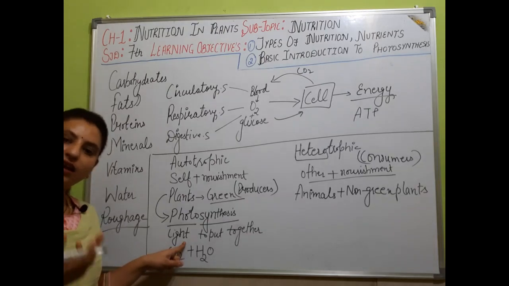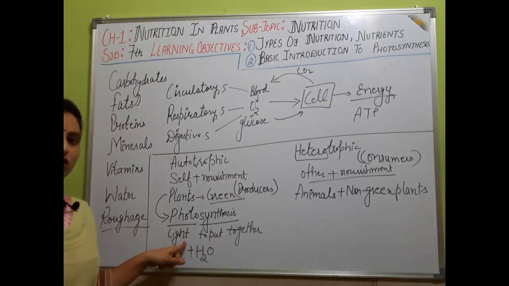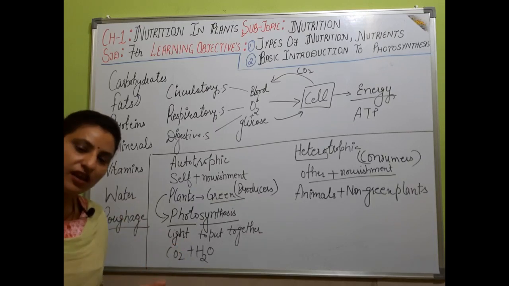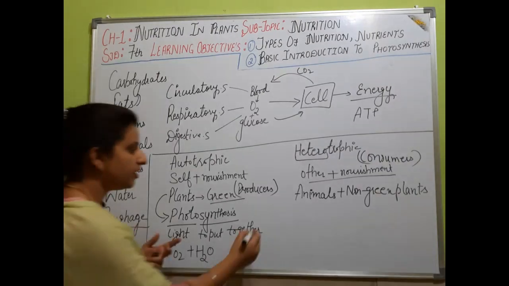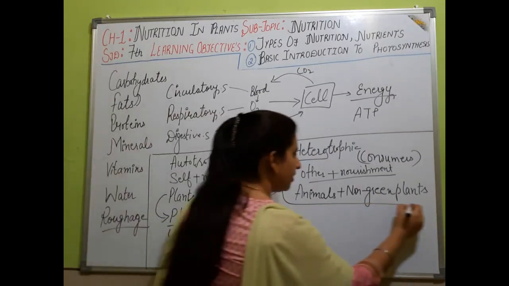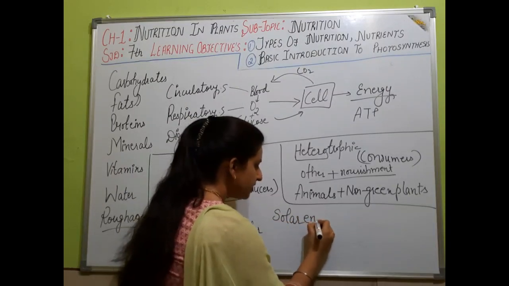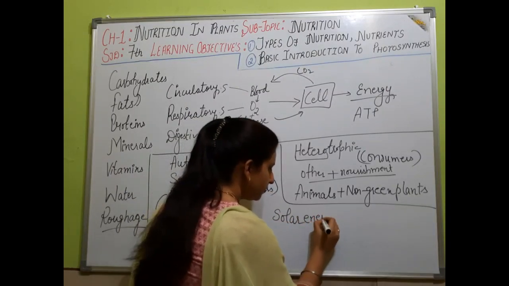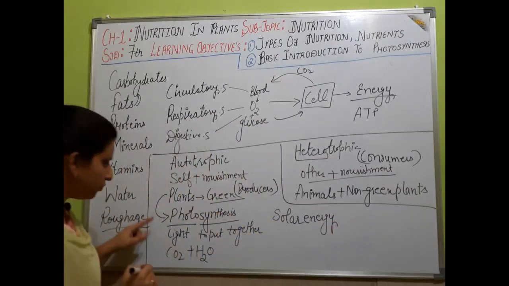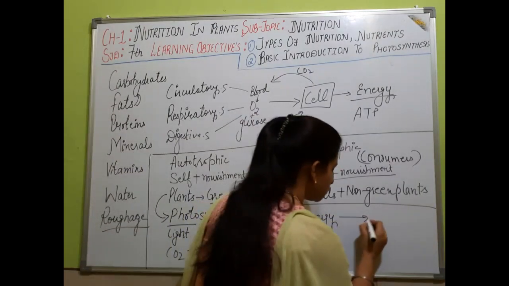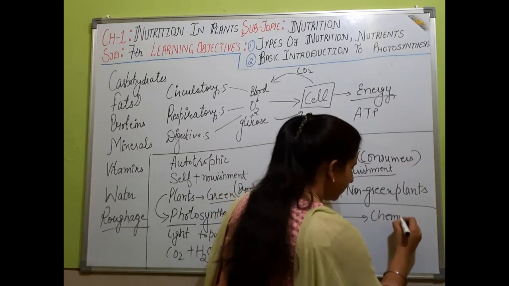What kind of light? Can anybody name the natural source of light on the earth? Yes, you're right, that is the sun. So the sun is giving us what type of energy? Sun is giving us solar energy, and in the process of photosynthesis, this solar energy will be converted into chemical energy.